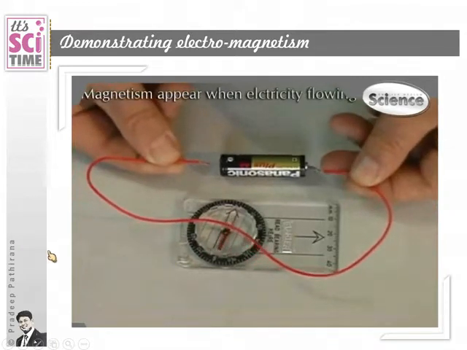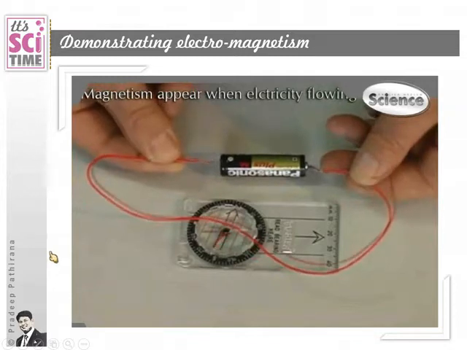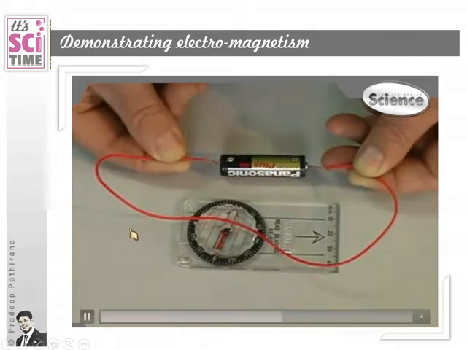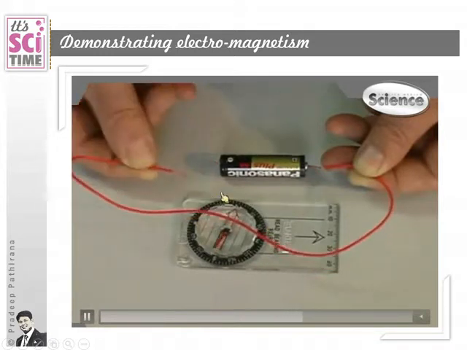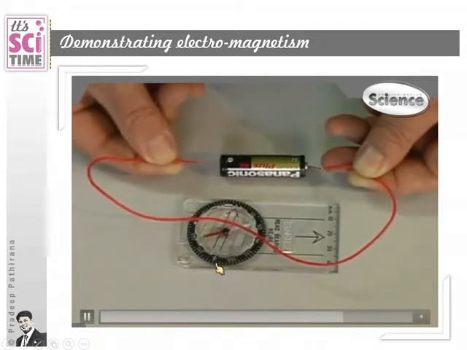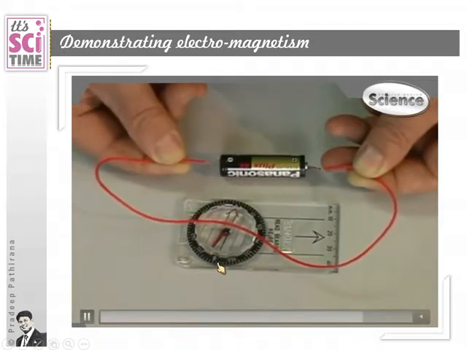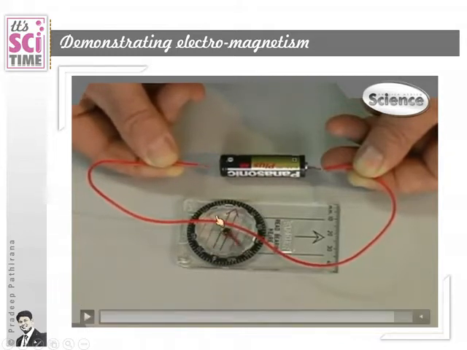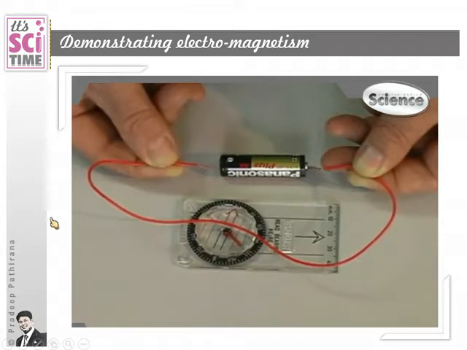Likewise, the compass needle is deviating here. So when electricity is flowing through a wire, a kind of magnetic field appears around it. That's why the needle deviates. From this activity we can conclude there is a magnetic effect of electricity. When electricity is flowing through a wire, a magnetic field occurs around it. That's what we can conclude from this activity.